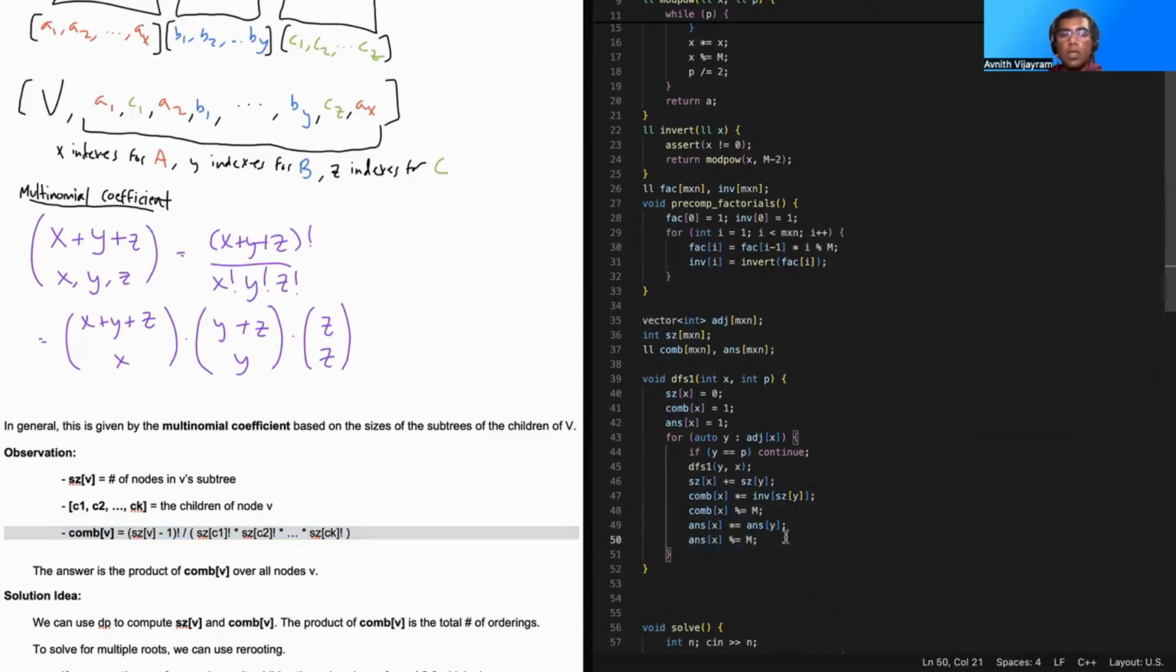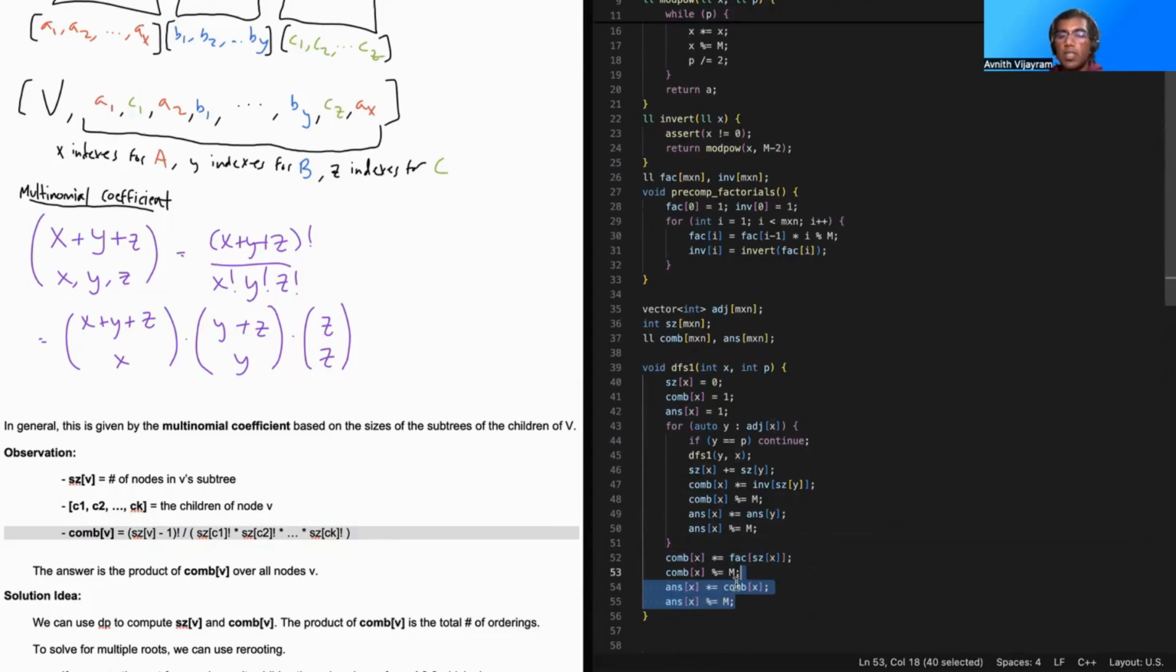And we'll multiply. The answer is essentially the product of all these combinations for all the nodes. So that is what is being stored. So we're going to multiply the answer for the subtree of X by the answer for all of the children's subtrees. And then finally, we'll update it by multiplying by the sum of the sizes of all the subtrees, which will compute the actual combination.